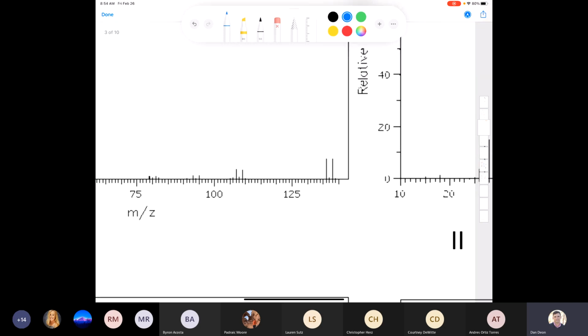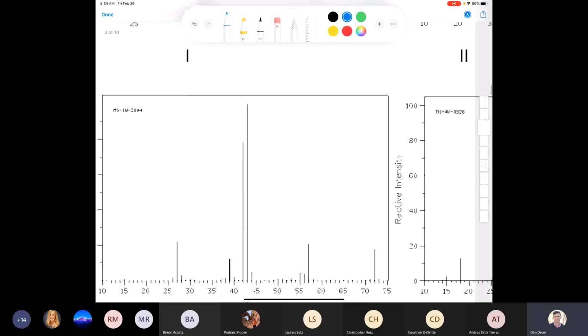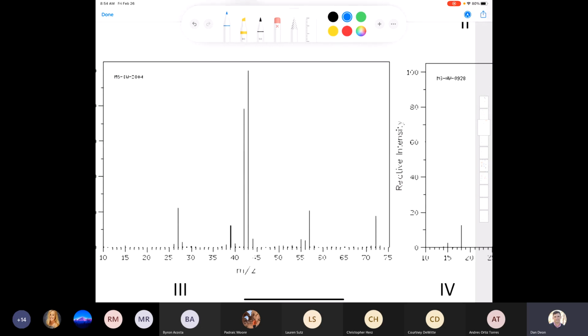So if you look here, you see that we have these 2 peaks right here. So you have your molecular ion, and you have your M+2, and they're about 50-50, right? 1-to-1. If you look down here, you have these 2 peaks that are close, but they're nowhere near.